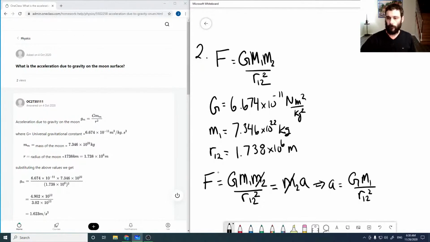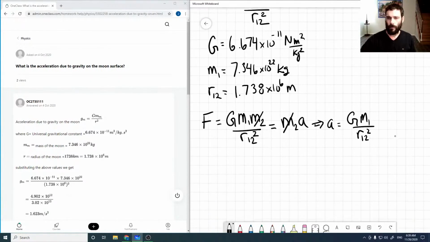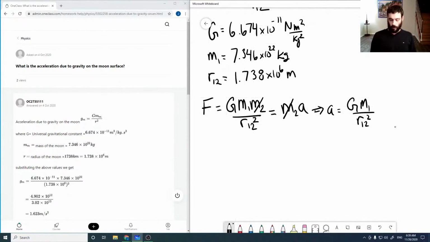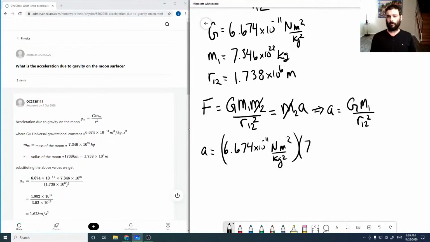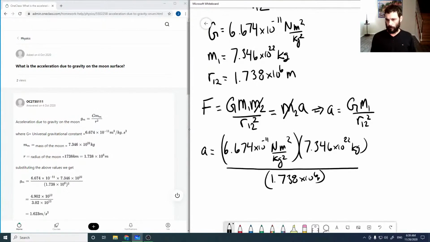Okay, now filling in our values. Our gravitational acceleration is 6.674 times 10 to the minus 11 newton meters squared per kilogram squared, times the mass of the moon, over 1.738 times 10 to the 6 meters, squared. Okay, so just doing a quick unit check here.